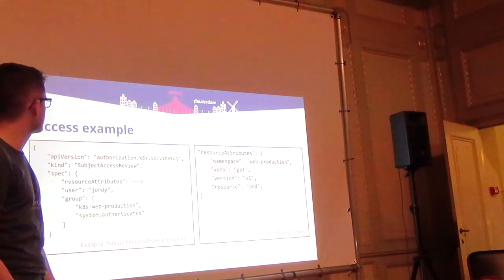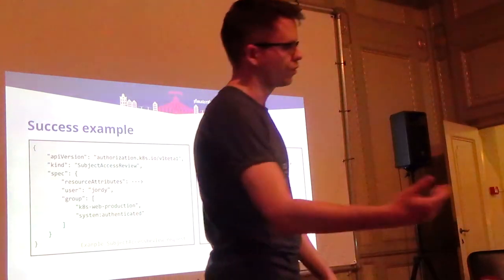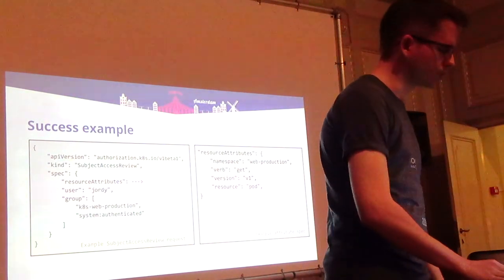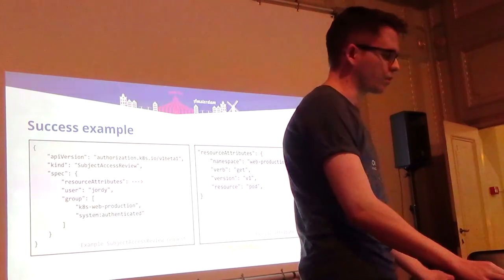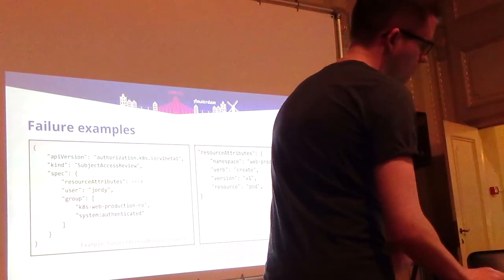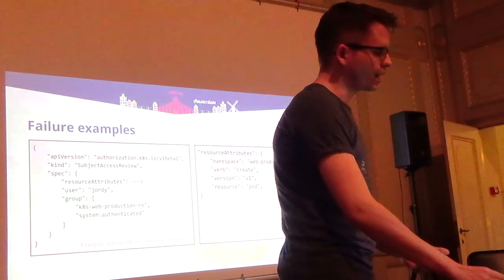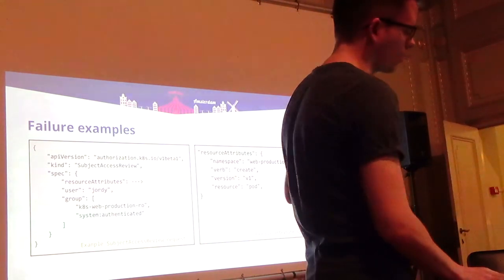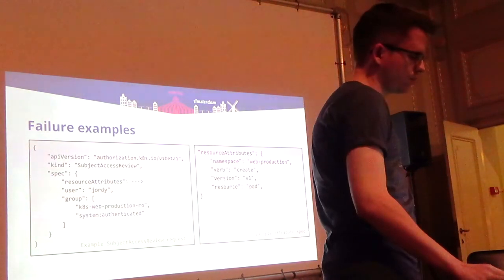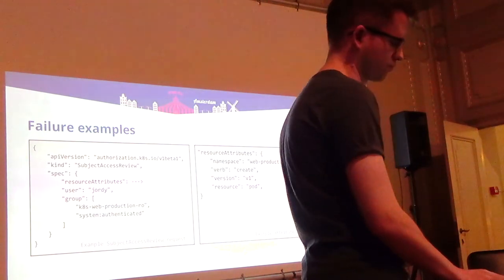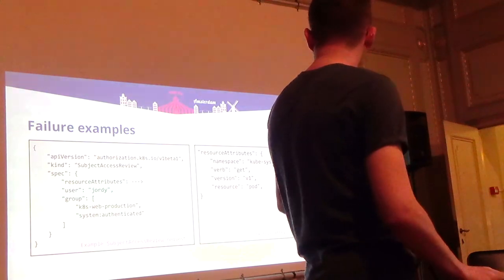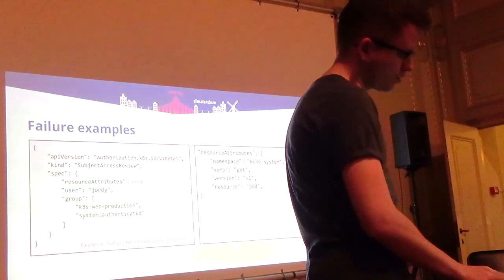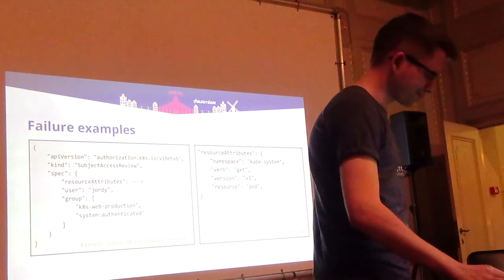This one isn't a success example, it's the one I showed earlier. So we're asking for pods in web production. We are part of the K8s web production group. So obviously this one succeeds. This is a failure example: we're creating a pod in web production while we're in the read-only group, so that fails, obviously. And then there's the kube-system one. We are not part of kube-system at all, so this also fails.